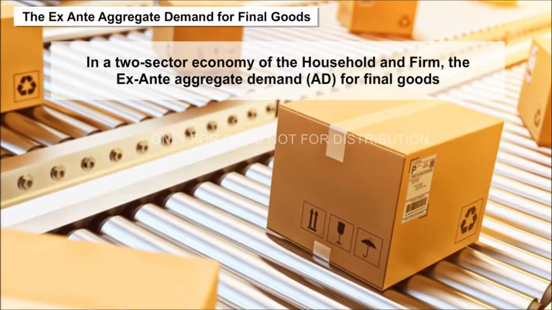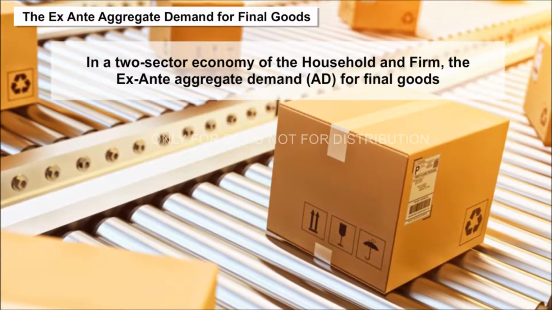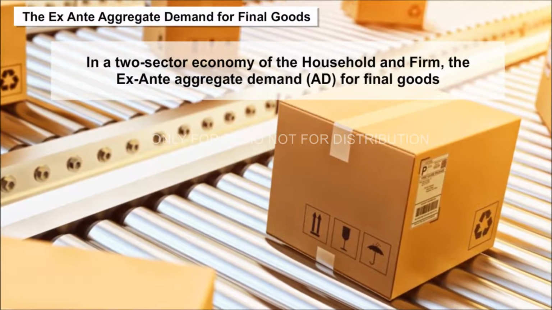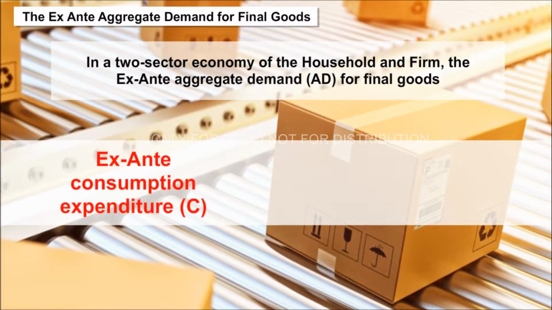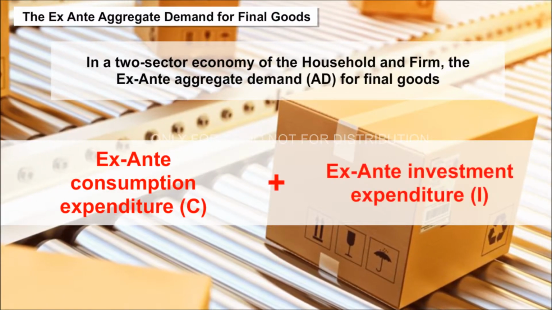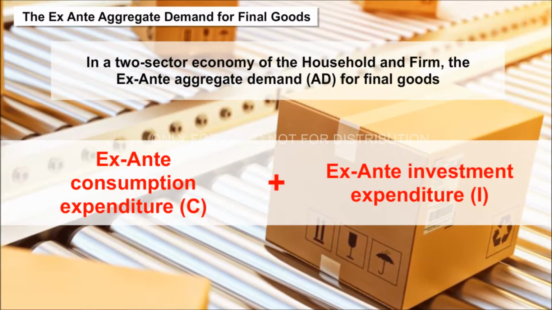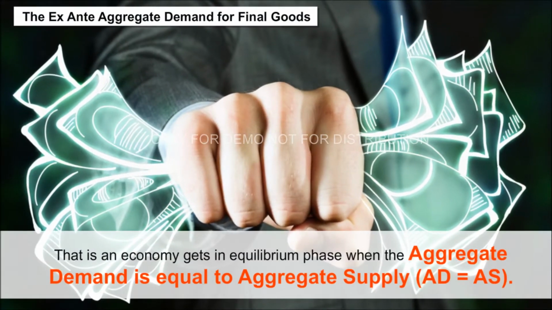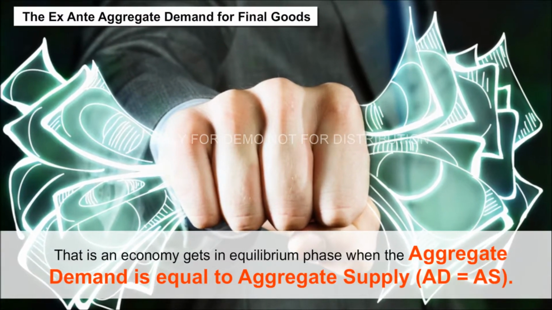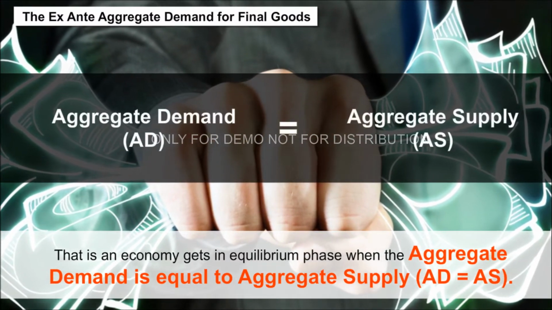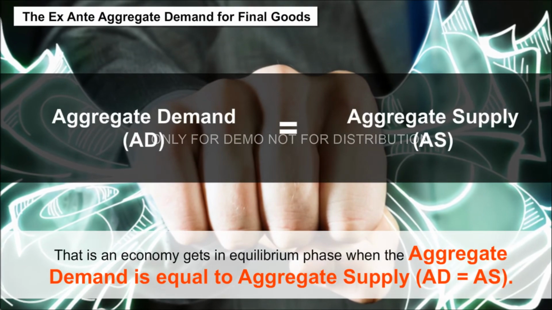In a two-sector economy of the household and firm, the ex ante aggregate demand, or AD, for final goods is the sum total of ex ante consumption expenditure, C, and ex ante investment expenditure, I, on the final goods. That is, an economy gets in equilibrium phase when the aggregate demand is equal to aggregate supply, that is AD = AS.